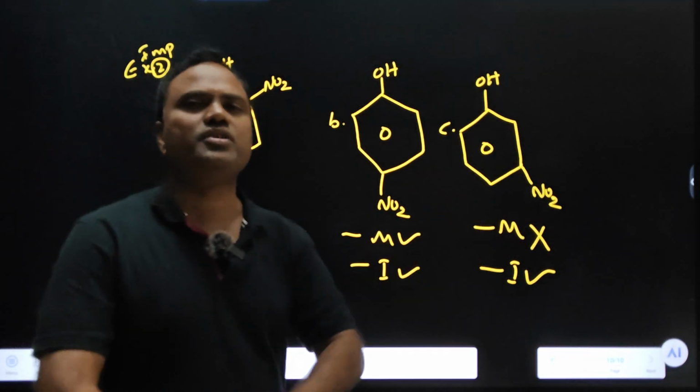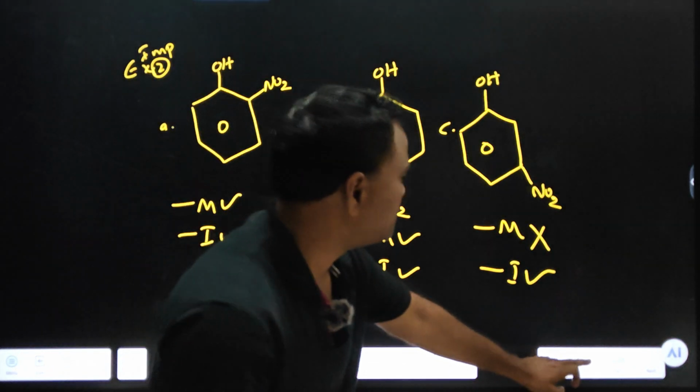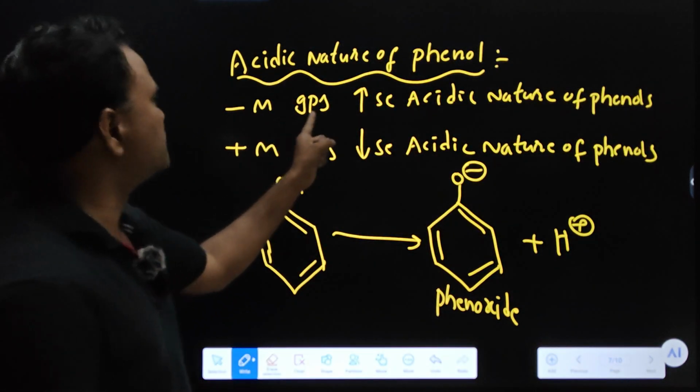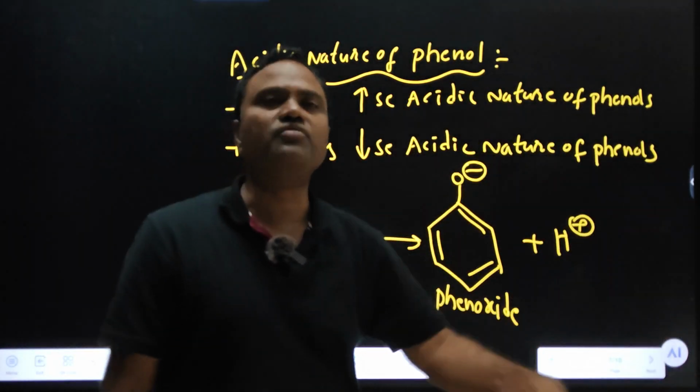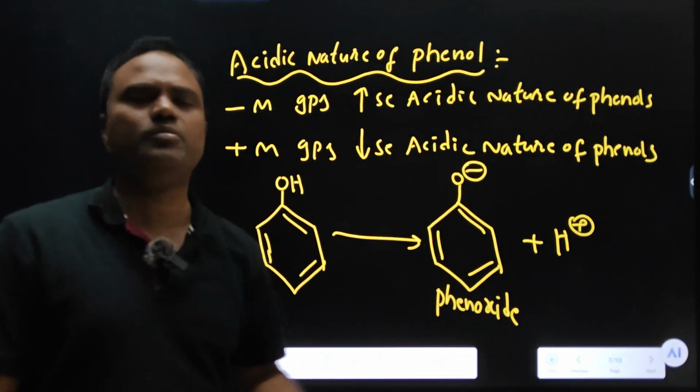We can eliminate option C. Why? Because there is no minus M. For acidic nature, minus M group should be present. Minus M groups increase acidic nature. If a minus M group is present, then the compound will be more acidic. Phenol will be more acidic.